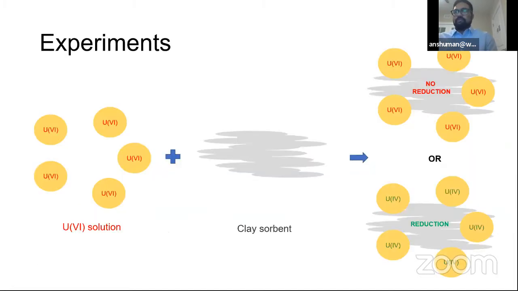So for our purpose, how do we plan our experiments? We took uranium 6 and we took clay solvent, especially reduced Montmorillonite, and then we combined the two, to see whether after reaction the uranium 6 is still going to remain as U6, or is it going to reduce to U4? So if we can characterize the solid after reduction, we can figure out whether it is reduced or not.